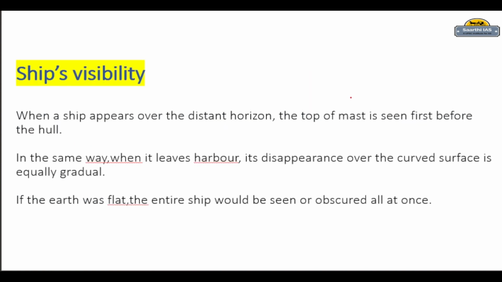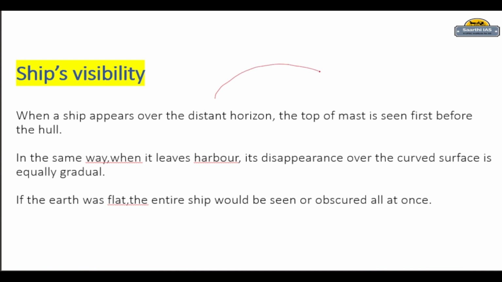So moving towards the next video, that is the ship's visibility. What is mentioned here is that when a ship appears over the distant horizon, we can see the half part of the ship at first, and the next part, the half that is at the back, we see later on. It means that the Earth is spherical in shape, because half of the ship is visible to us the first time. We can see from one diagram here how it works.